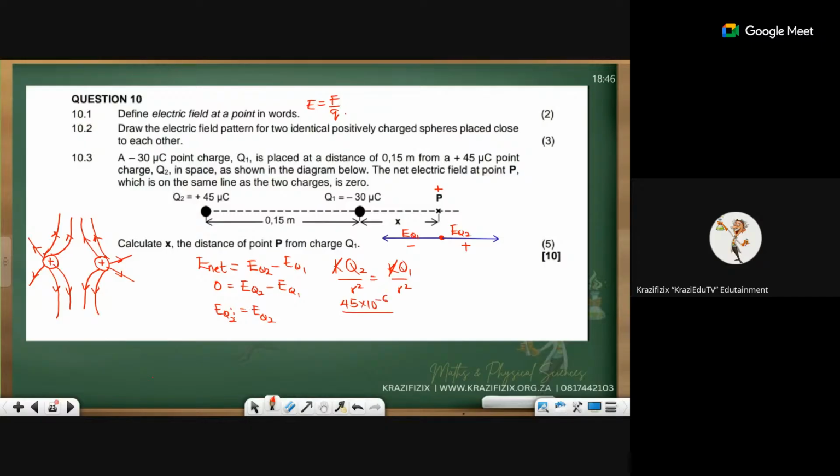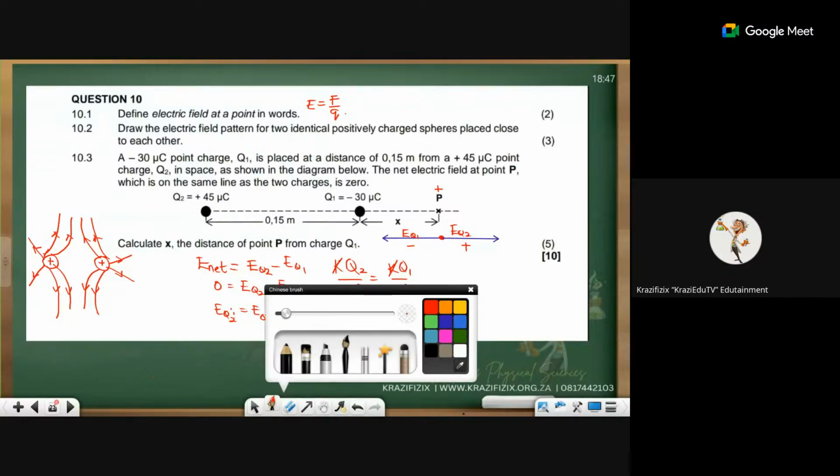Oh, I actually love something here. I was hoping for this. Beautiful. 0.15 plus x, all squared, equals to. What is Q1? 30 times 10 to the power negative 6 over x squared. Do you remember what I did earlier on? I swapped it. Okay, so learn that principle quickly.